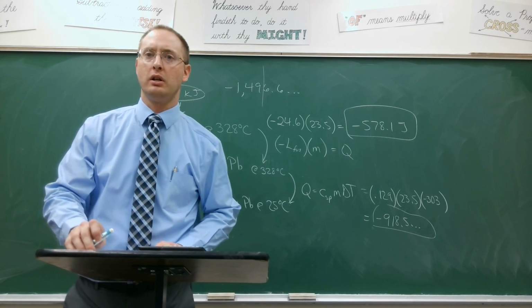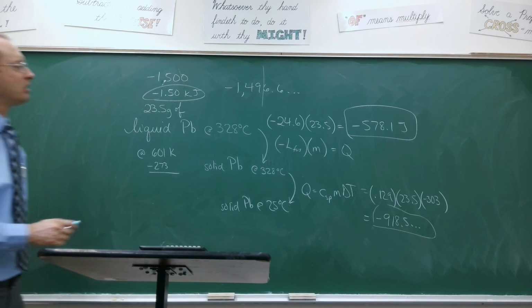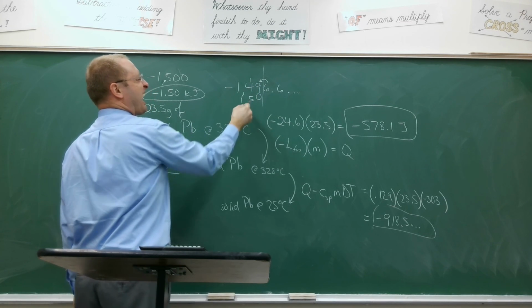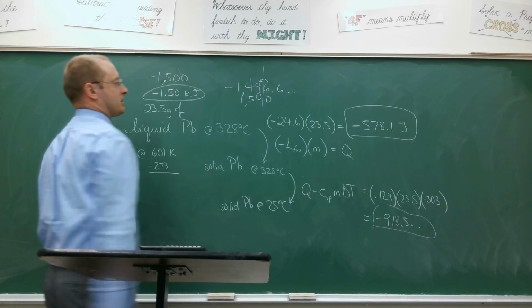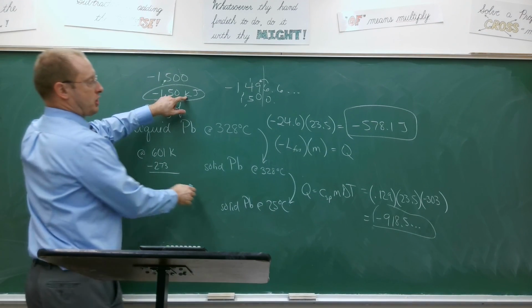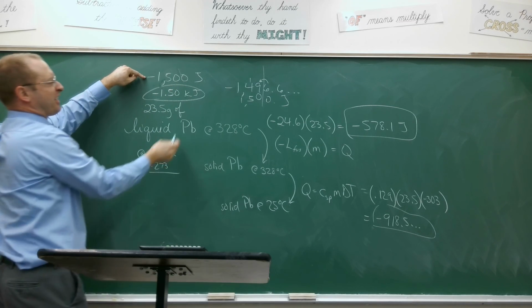Abigail, quick question? Yeah. How'd you go from 1,496.6? Well, the 6 bumps this up to a 10, which bumps this up to a 5. And of course we keep the 0 because it's before the decimal. But you got 1.5. Oh, kilojoules. Sorry, this is joules. So negative 1,500 joules.